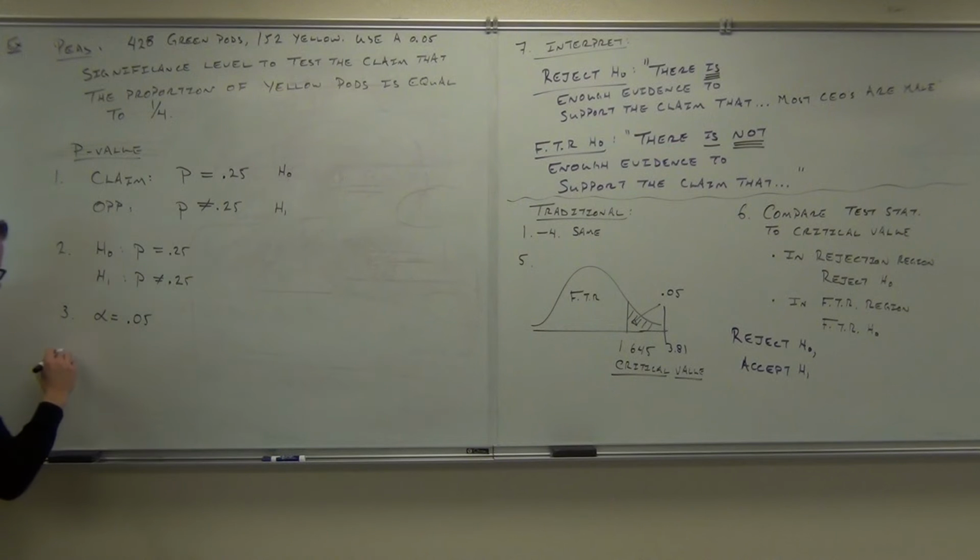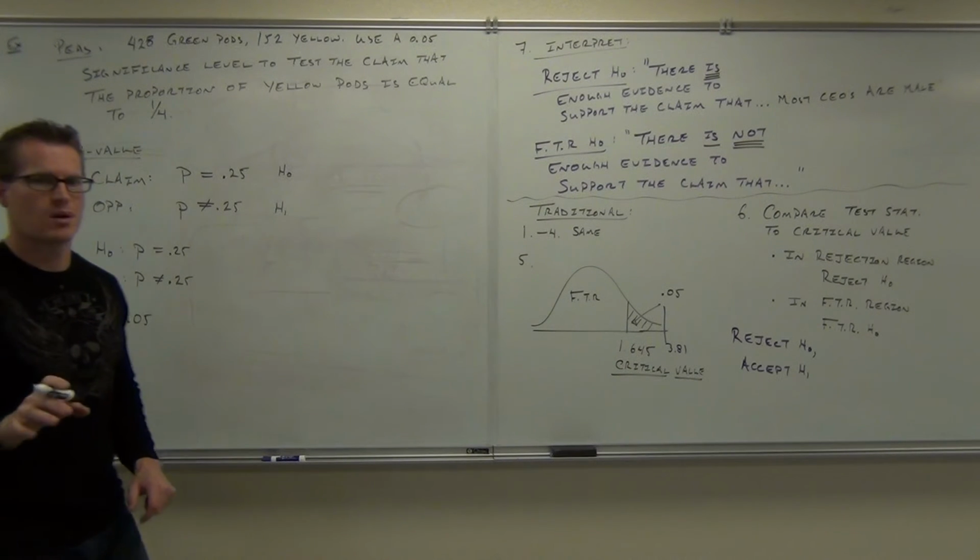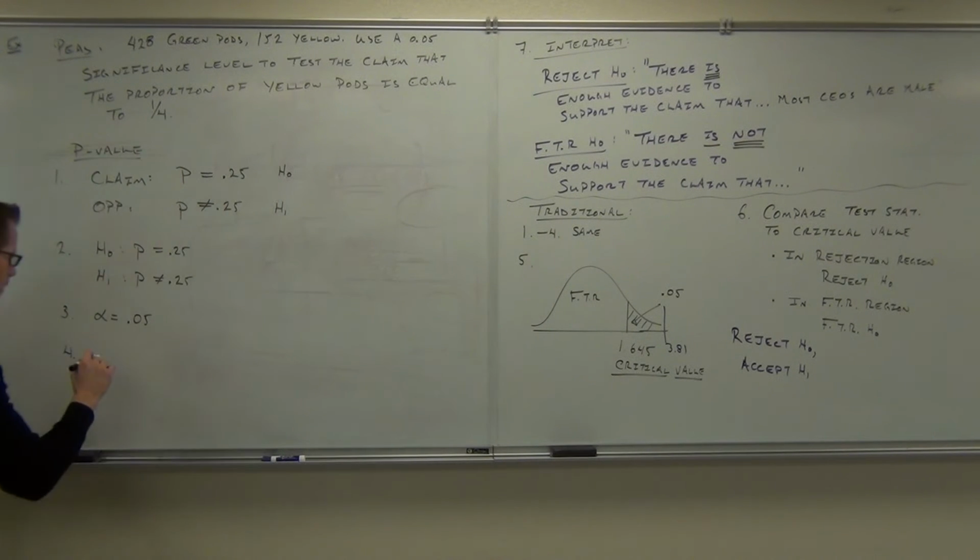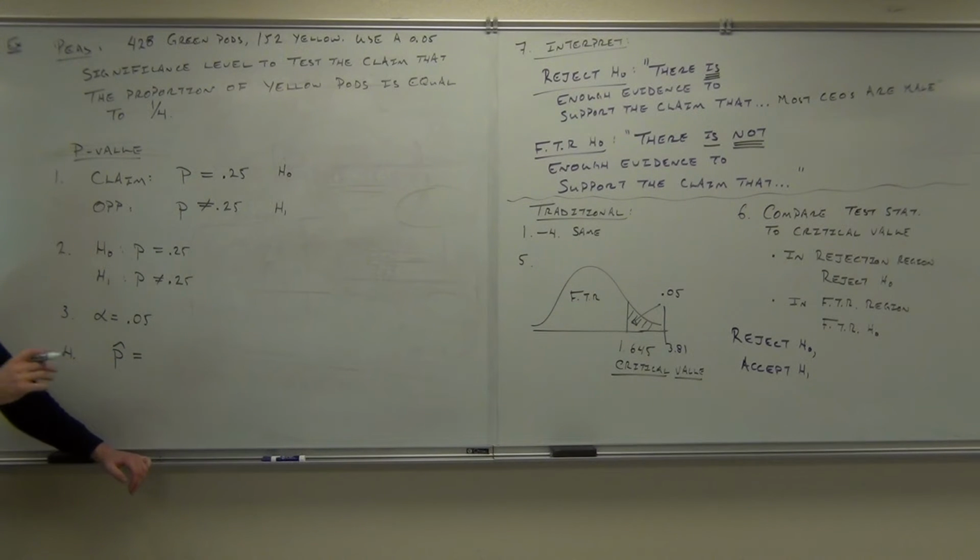Step number 4 is you're going to find your test statistic. You're going to do that on your own at home. However, I want to make one point for you. P hat. When you find P hat, we're talking about the yellow pods, right? How many yellow pods did you have?